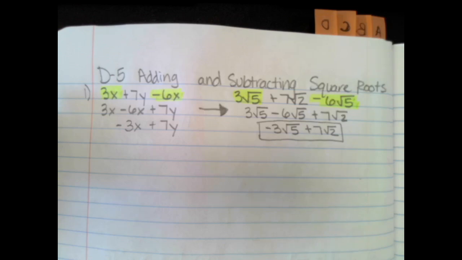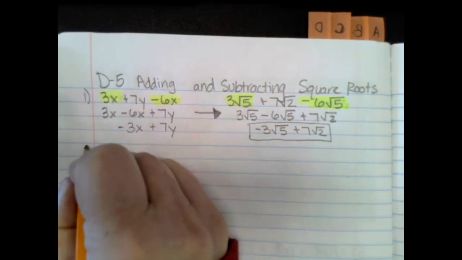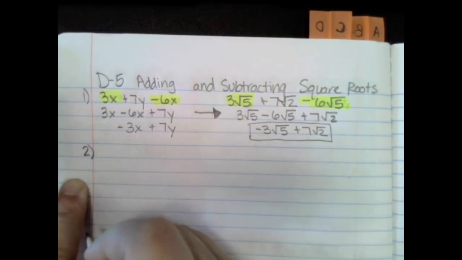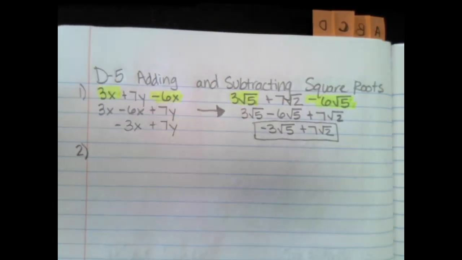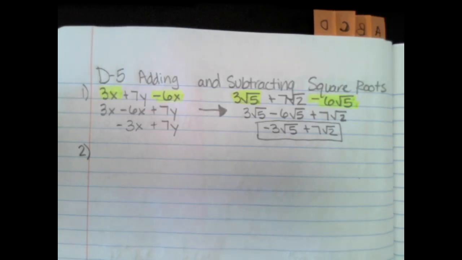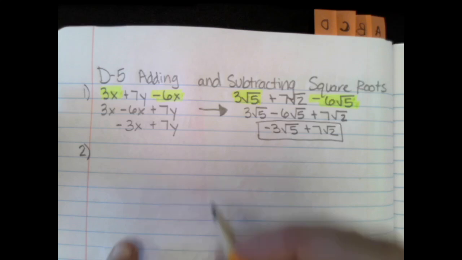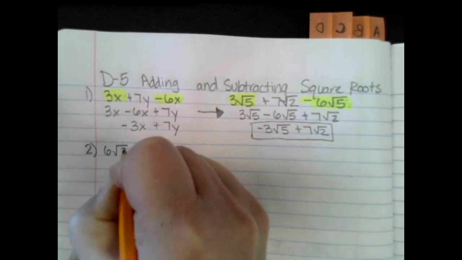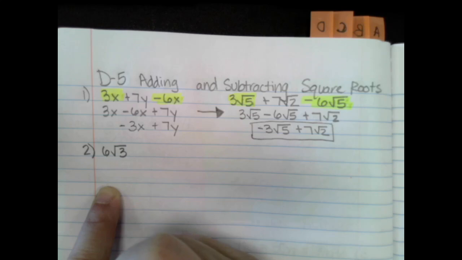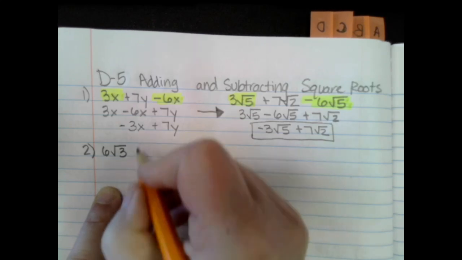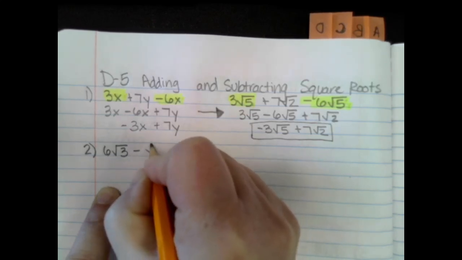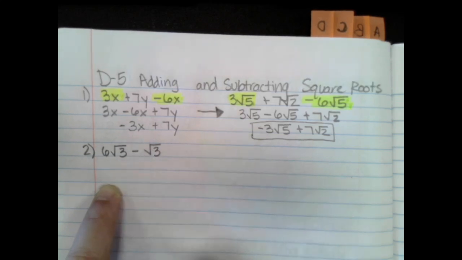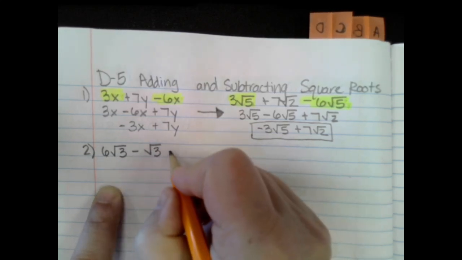All right, we have 4 problems total today. We just did 1. All right, number 2. We're going to do another easier problem, and then we're going to start thinking a little bit more complex. So number 2, we have 6 square root of 3 minus square root of 3 plus 10 square root of 3.